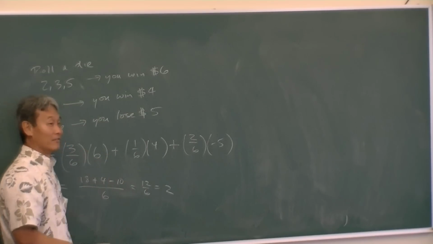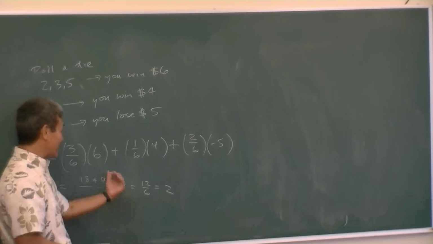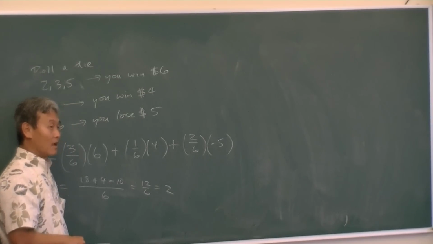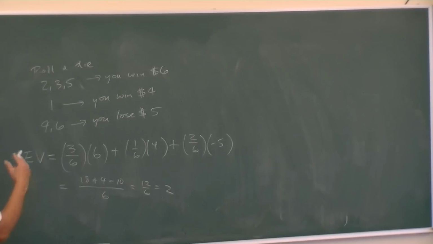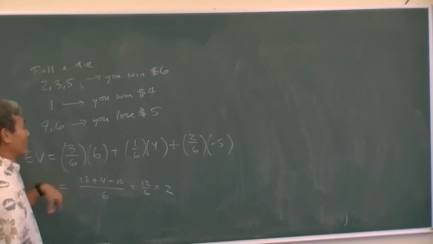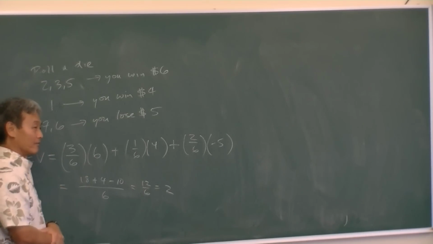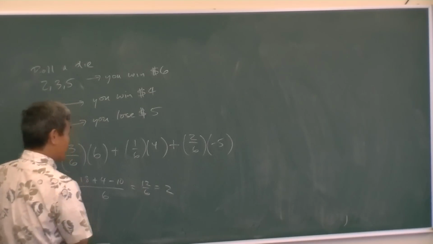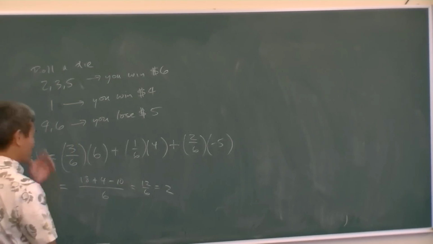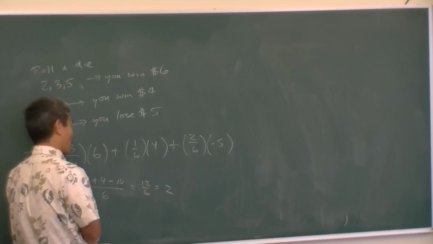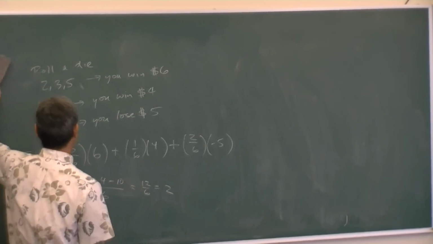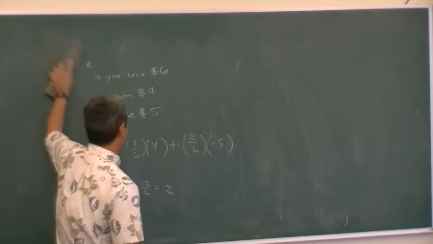You would be stupid if you didn't play this game, right? You play this game 100 times, you're expected to win $200. But like I said, in real life, when you go to Las Vegas, your expected value is always negative. So that's why when you go to Las Vegas, you just go there to have fun. Don't expect to make money. This doesn't work like that. Okay, now let's look at a more real-life problem. This problem's okay, but that's just to show you the concept of expected value.